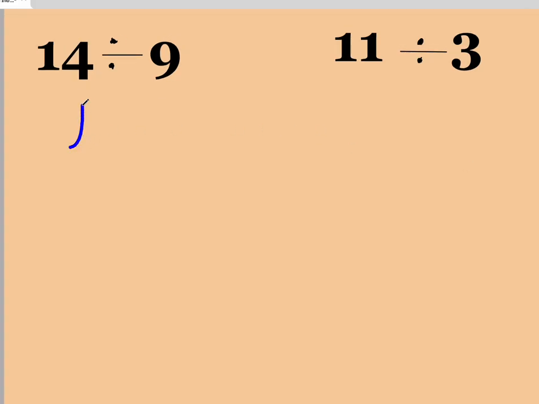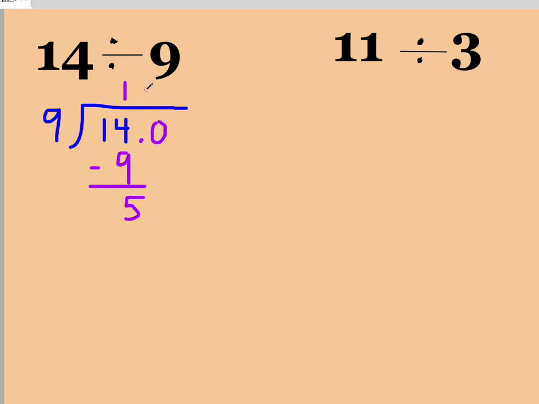Things that we got to know. So I've got dividend in the house again. 14 is the dividend this time. 9 is the divisor. 9 goes into 1, it does not. 9 does go into 14 one time. Subtract. I get 5. Sometimes I would stop here and do remainder 5, but we can add a decimal now.